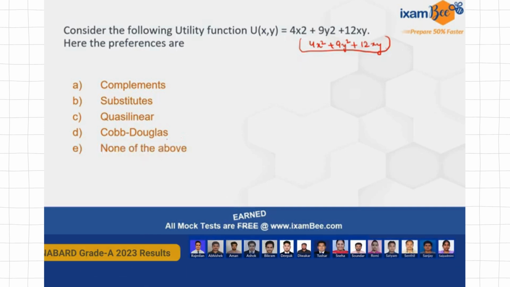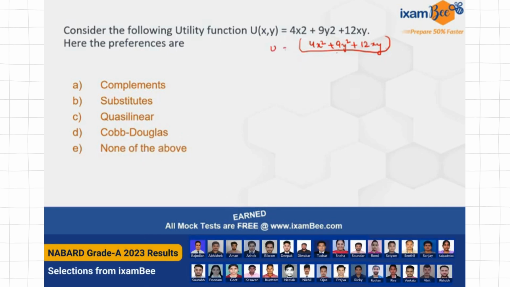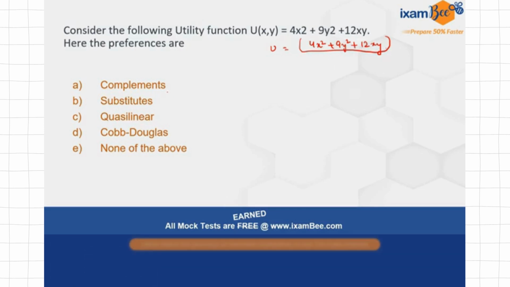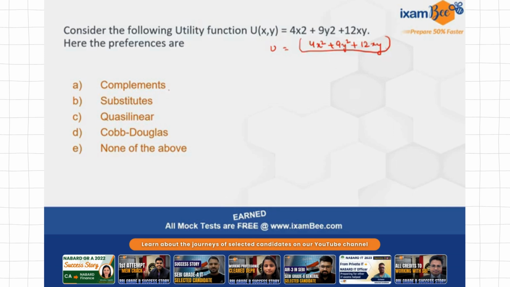So you have to figure out, given this utility function, which of these preferences it satisfies. I hope you know about each and every type of preferences and how the indifference curves for them look like. If you know how to solve this question, just pause it and solve it and then mark your answer, then come back and continue watching it. If not, let's discuss each of these kinds of preferences.